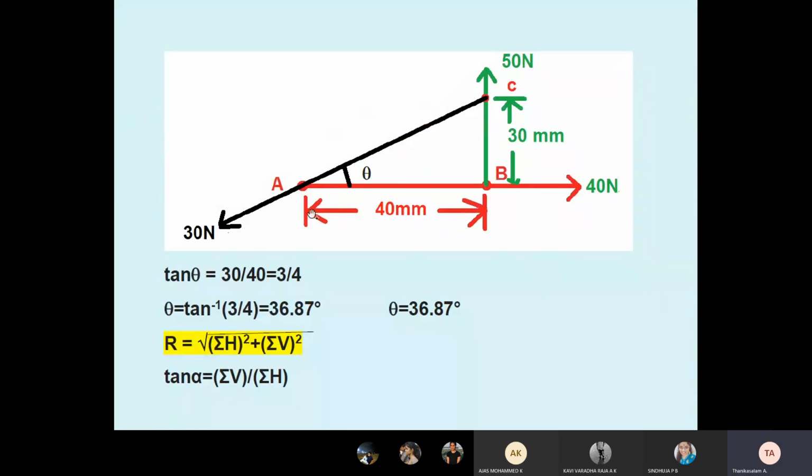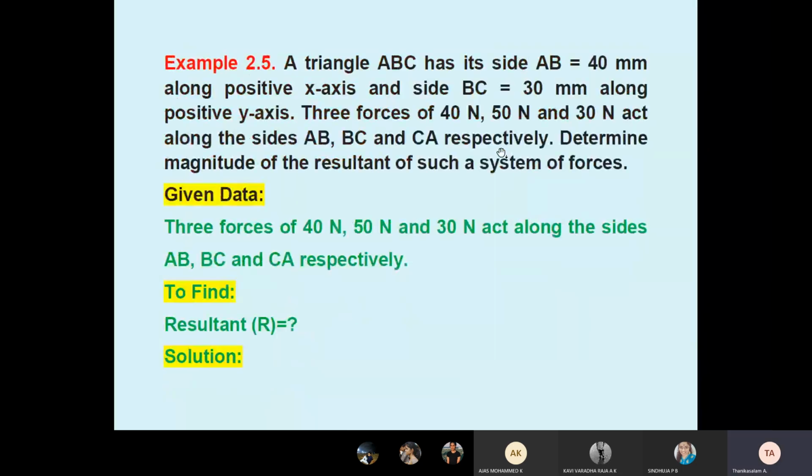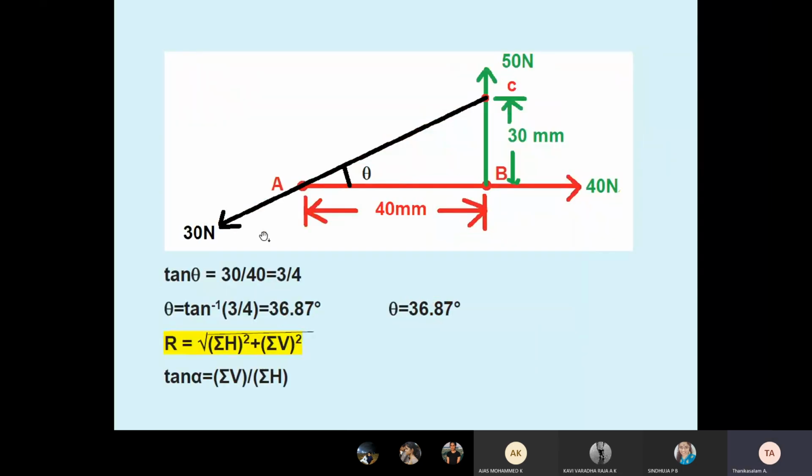Now see, it looks like a triangle: AB, BC, CA. They have given in the question three forces. AB 40 Newton, the AB side 40 mm is the given distance. Along BC, 50 Newton acting. CA 30 Newton, the closing side of the triangle. Students understand now? Triangle ABC. Whenever a statement is given, you have to draw a diagram for your assumption.